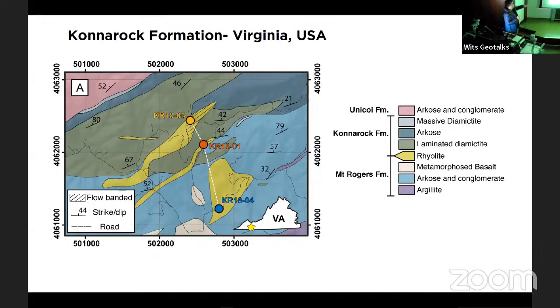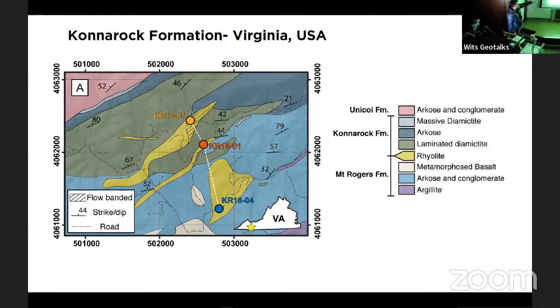So this is a geologic map of the area, and the glacial rocks in question are called the Konnarock Formation, and they're shown in this green and dark blue. And then in light blue to the southeast side are rift-related sediments and volcanics. And on the top left are Cambrian sediments. So there's an unconformity at the base of that pink unit, and everything here is dipping towards the northwest. So everything is getting younger that way.